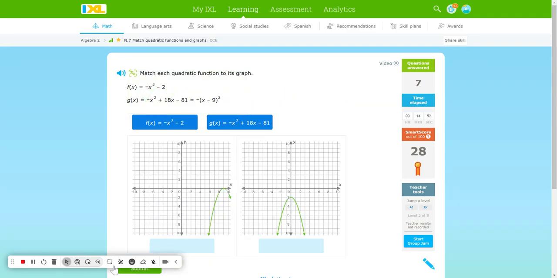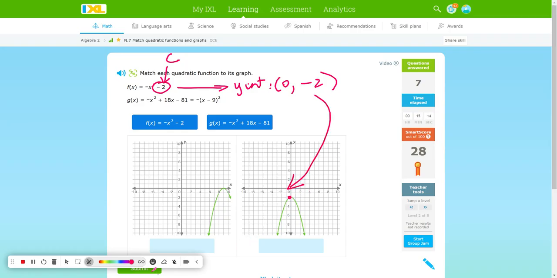All right, so let's do one more. The first equation, again, is a general form. So you can see the c right there. It happened to be negative 2. So the y-intercept has to be at 0, negative 2. Take a look over here. 0, negative 2 is right there. You see that? So the first graph has to match with that. Let's go and drag them right there.